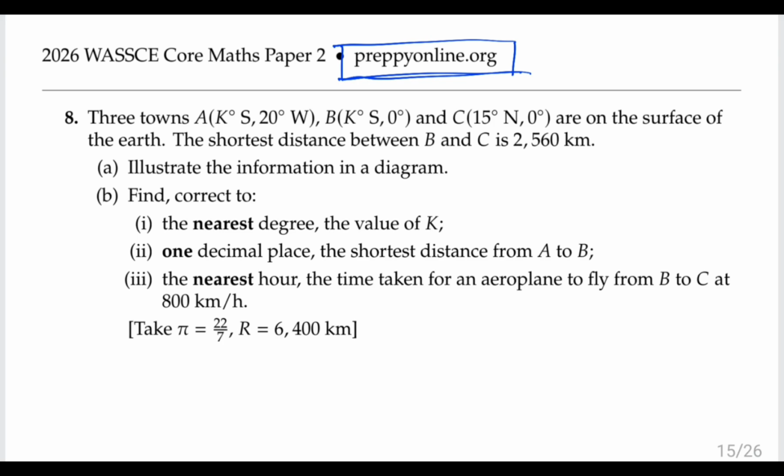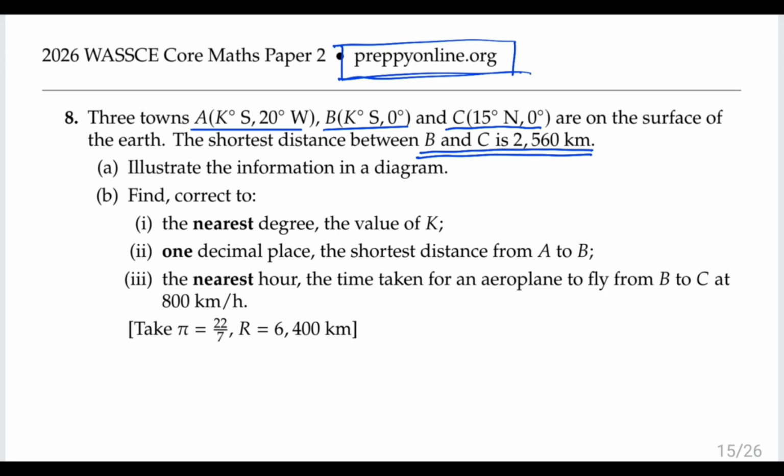Question 8. 3 towns, A on latitude K degrees south, 20 degrees west, B on latitude K degrees south, longitude 0 degrees, and C on latitude 15 degrees north and longitude 0 degrees are on the surface of the Earth. The shortest distance between B and C is 2,560 kilometers. A. Illustrate the given information in a diagram.